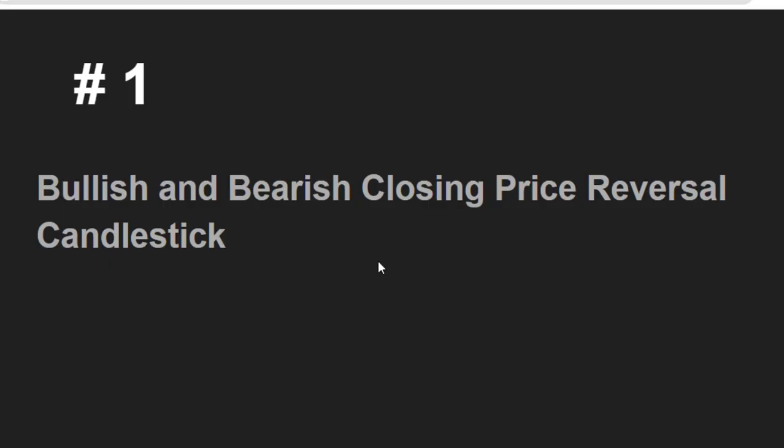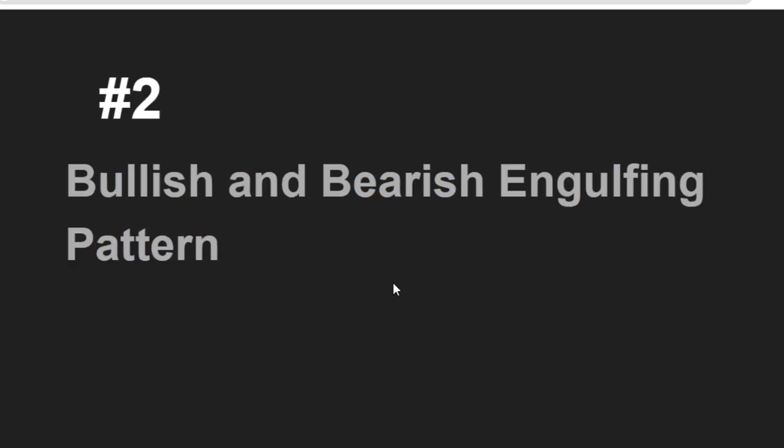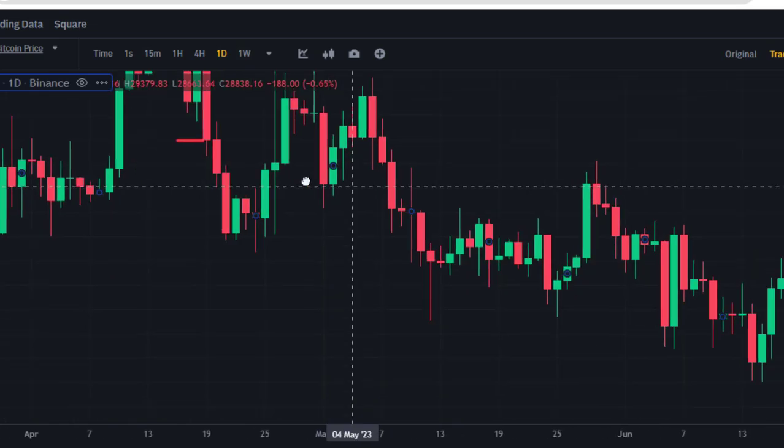For a bullish closing price reversal candlestick pattern. Now, the next candlestick pattern that you have to pay attention to, which is also a common type of candlestick pattern that you can see on your chart, is the bullish and bearish engulfing pattern. What is an engulfing pattern? Let me show you that on the chart.